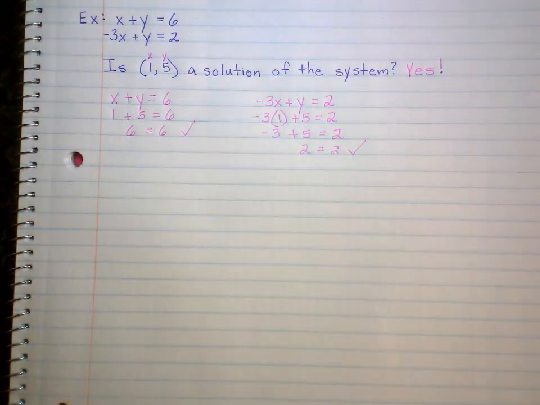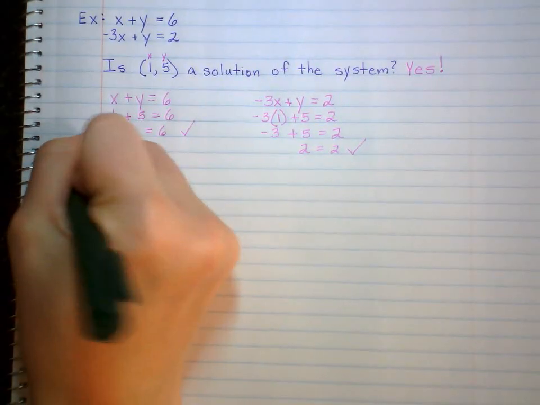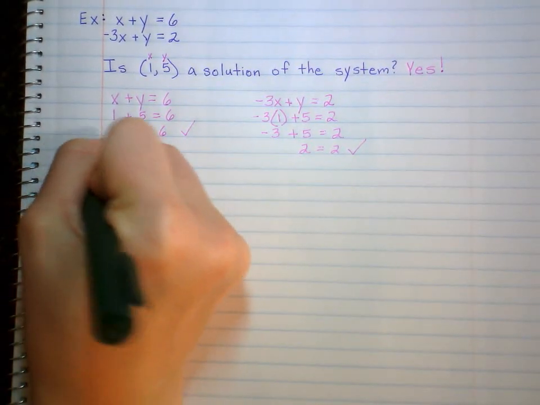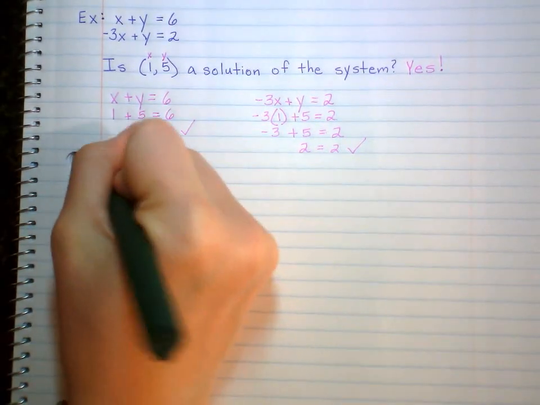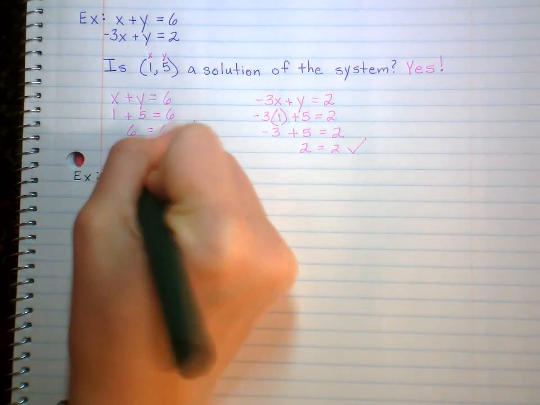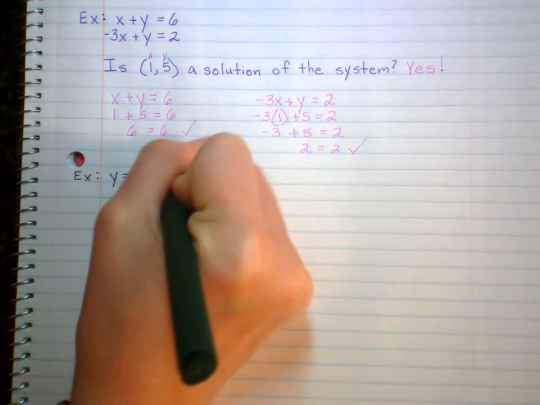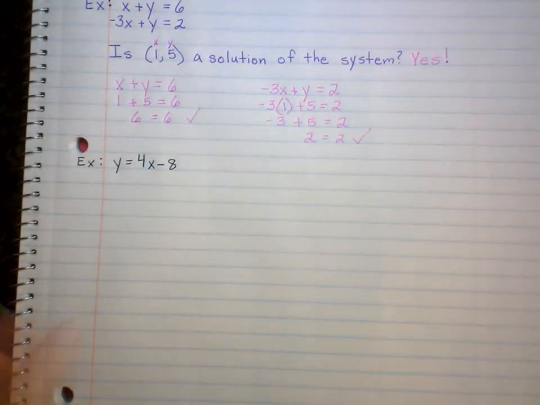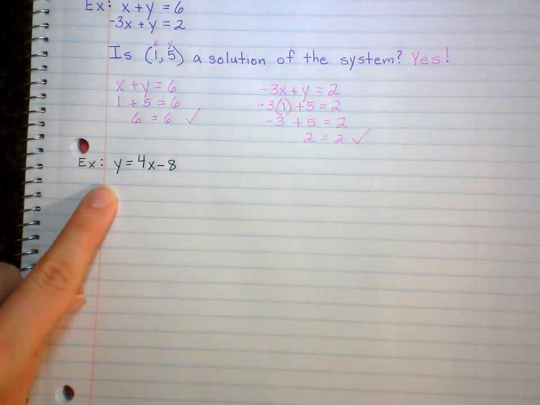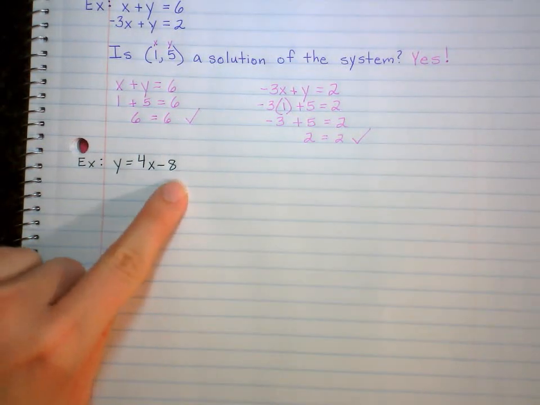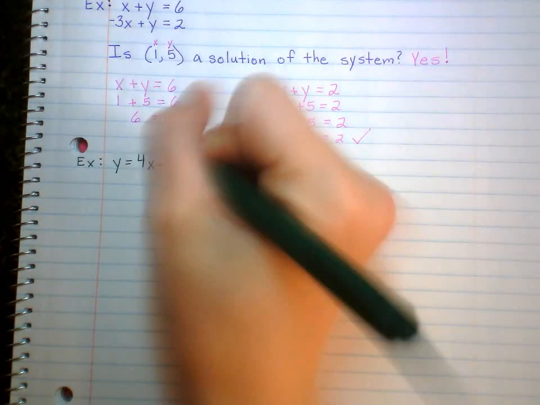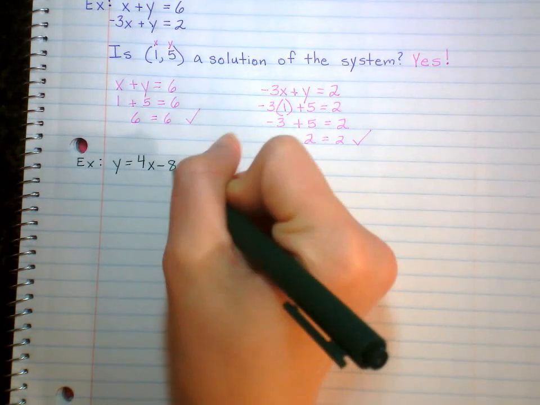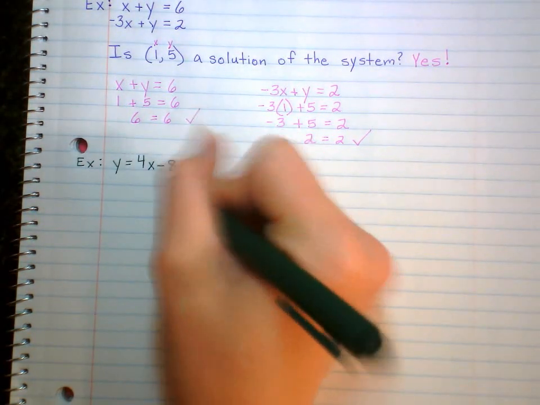Get my pen. All right, example. Y equals 4x minus 8. So remember, this is slope-intercept form: y equals mx plus b. So m, our slope, is 4. Slope is 4. And b, negative 8, is our y-intercept.